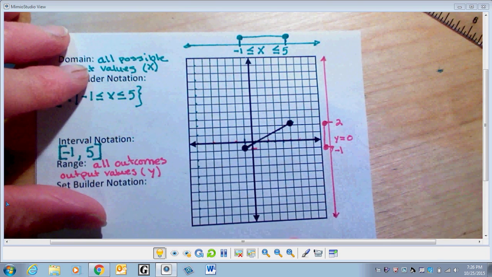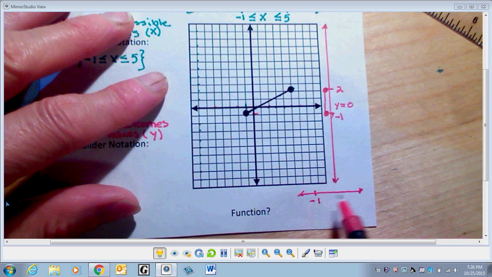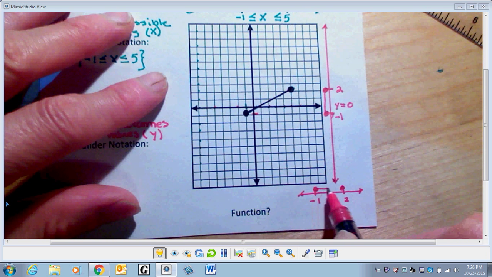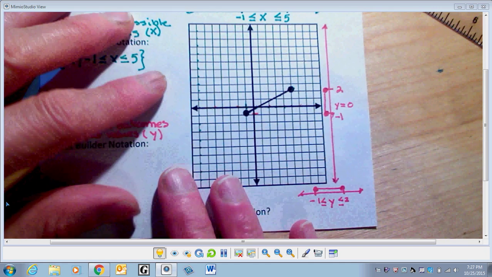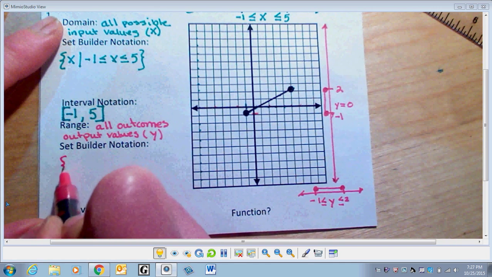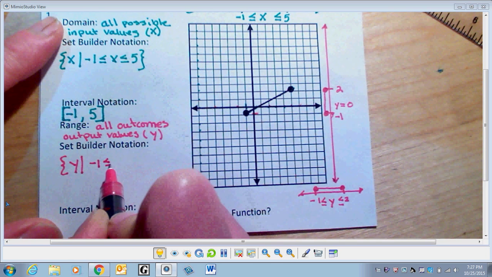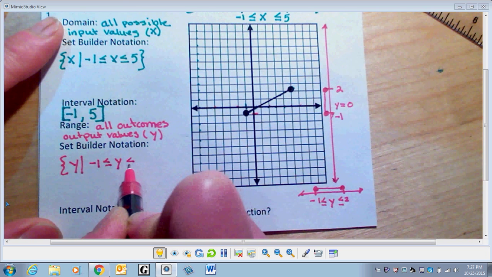If I were going to rewrite that in something that would help me see it a little better, if I write it like this, I know my lowest value is -1 and my highest value is 2. Everything in between. So my y is in between. And I put my inequalities in. So I've just written my set builder notation. So set builder notation for my range is the set of y such that -1 is less than or equal to y is less than or equal to 2.